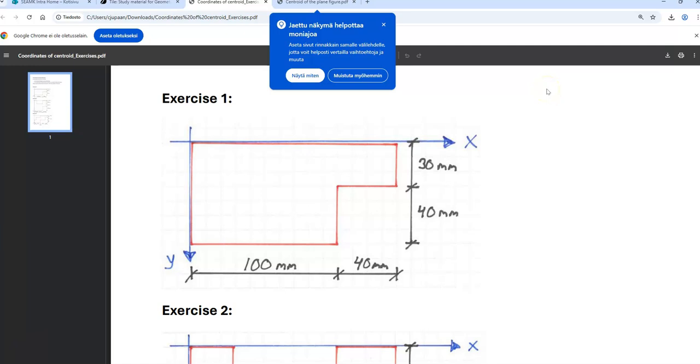Previous PDF in chat box. You mean this exercise PDF or that theory PDF? Both, probably. Yeah, okay. I will do that.